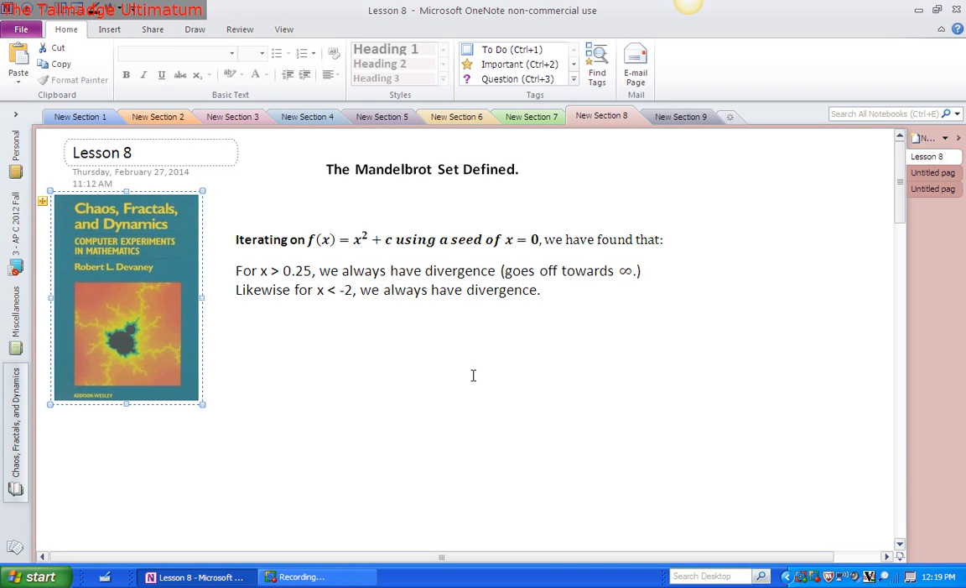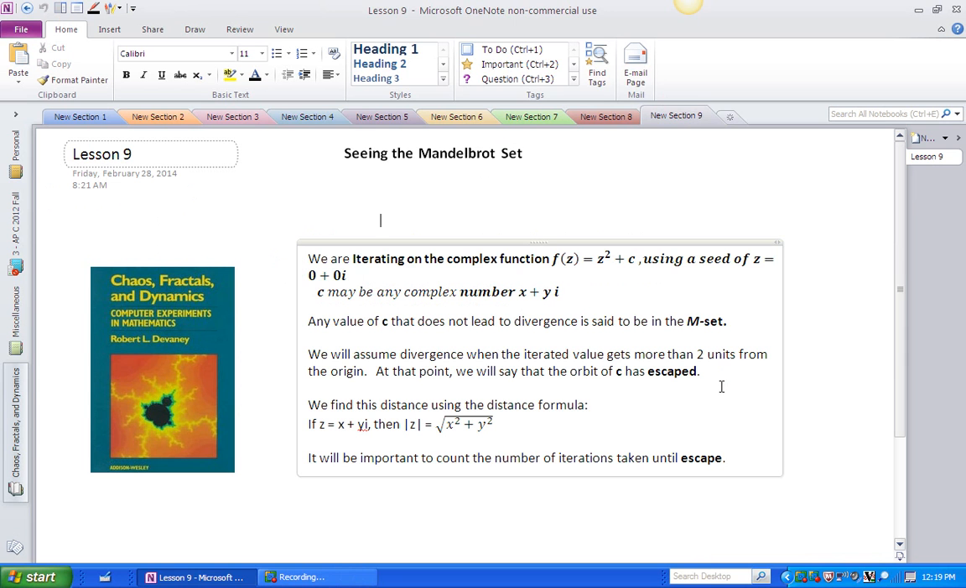Okay, this is going to be lesson number 9 in chaos, fractals, and dynamics. Last time we defined what the Mandelbrot set was, defining it in terms of the complex numbers. We said we were going to continue iterating on the function f of x equals x squared plus c, but we were going to change the name of x, call it z, because we want to be reminded that we now have a function that can have complex elements in both the domain and the range.